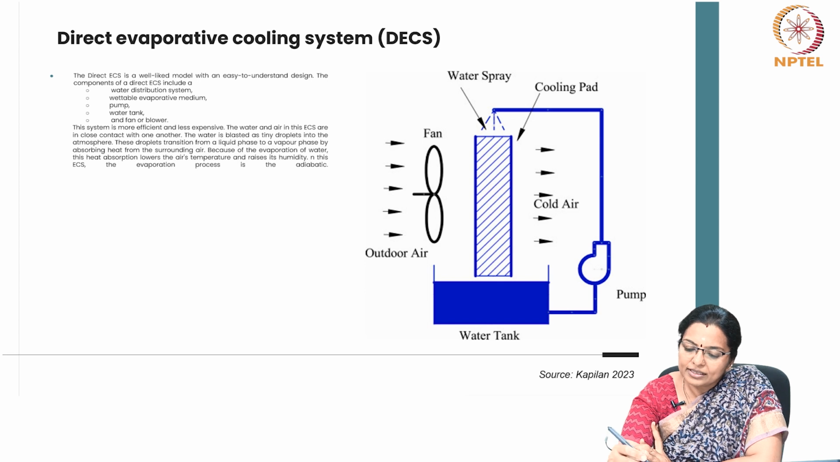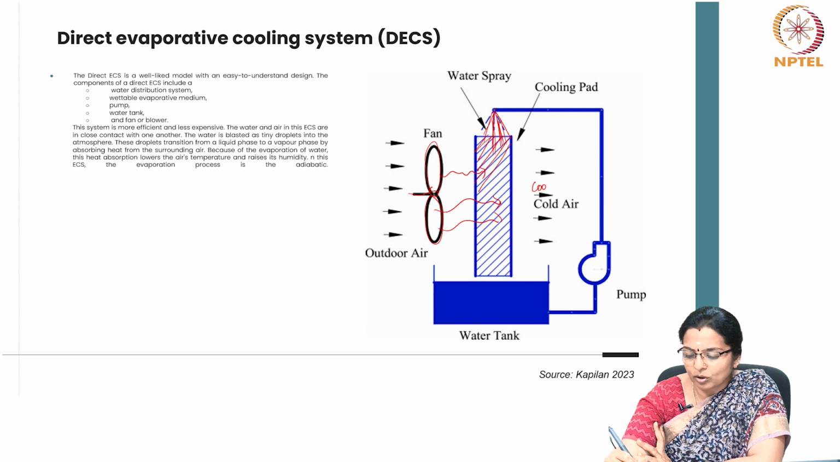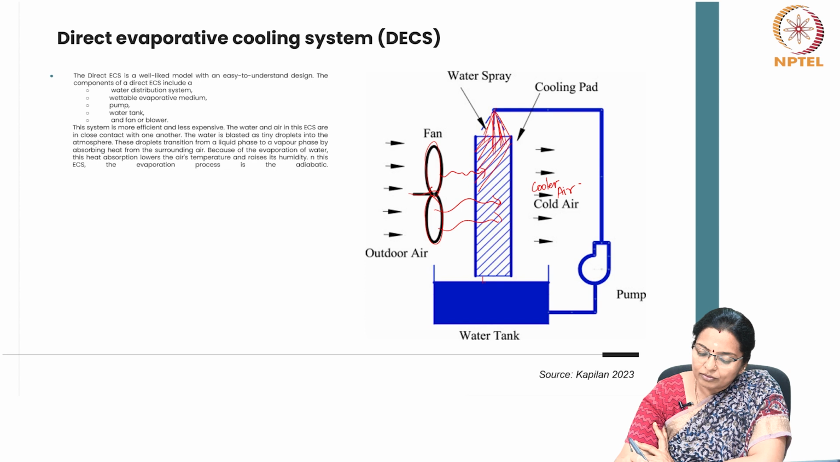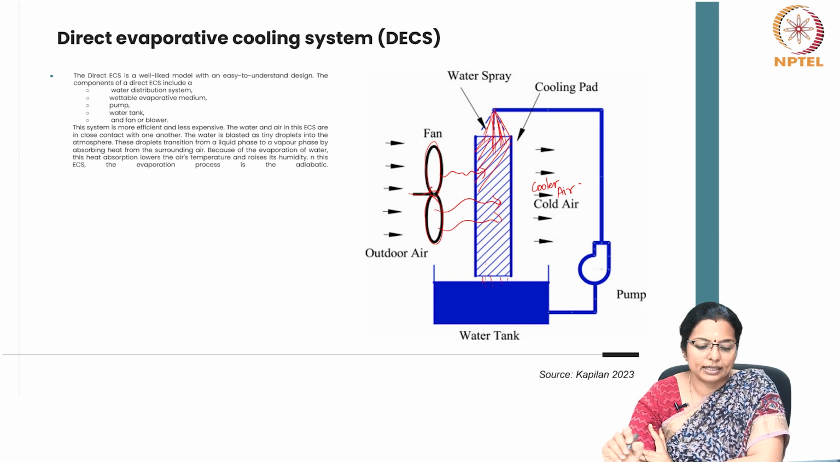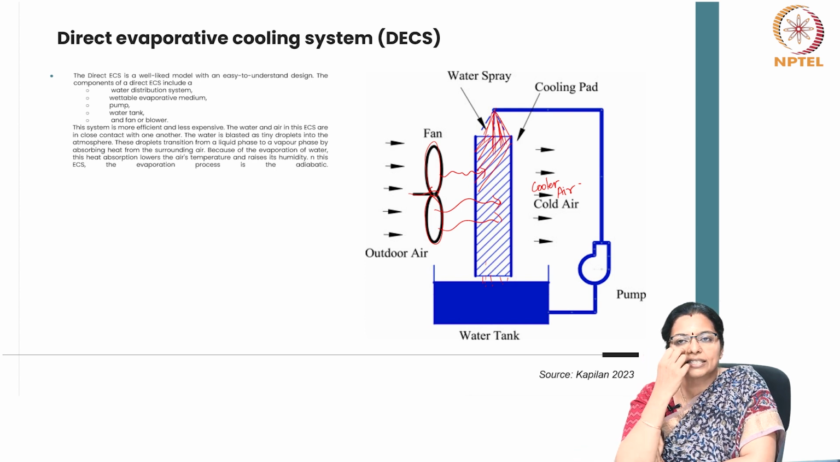So, there is a cooling pad here, on which water is sprayed. The mist falls and makes the pad cool. There is outdoor air which is blown and sucked in, which passes through the cooling pad, resulting in cooler air on the other side. The water through the cooling pad is collected. So, this system is more efficient and less expensive.